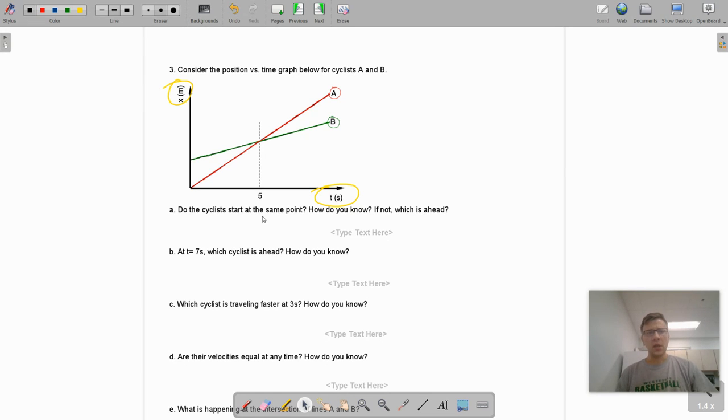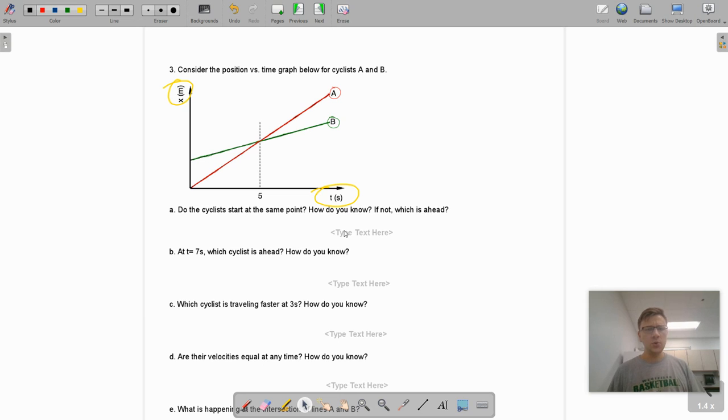So here we have a graph, and you see I've already done a couple things here. I just highlighted the object A and object B in different colors. And then I also just circled what's on each axis there because it doesn't actually say a word. So just make sure that you understand that time is on our x-axis, okay, the lowercase t, time in seconds. And then the x stands for position in meters, okay? So we're going to look at this graph and answer some questions about it.